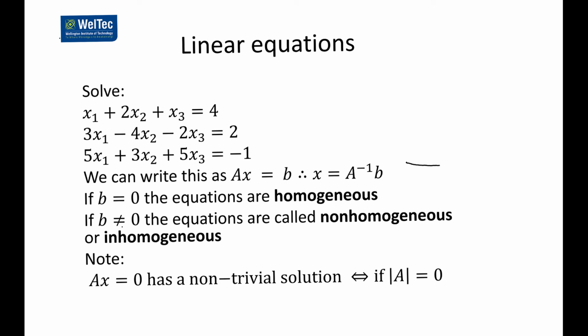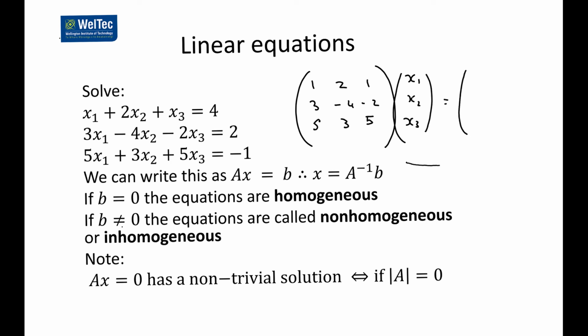We will come back to actually doing this later, but the way we do it is we rewrite the equations in the form AX equals B. So for this one, we would write 1, 2, 1, 3, negative 4, negative 2, 5, 3, 5, multiplied by x1, x2, and x3, and that would be equal to 4, 2, -1.